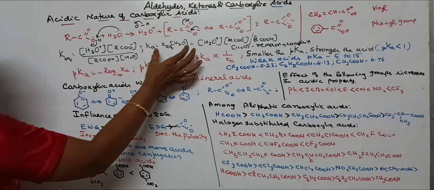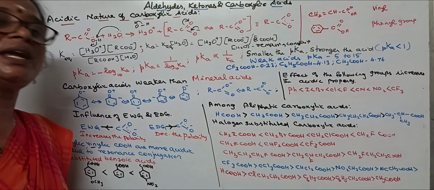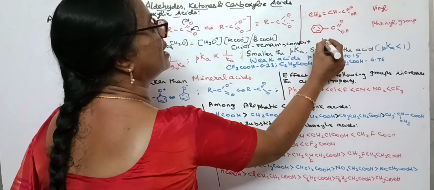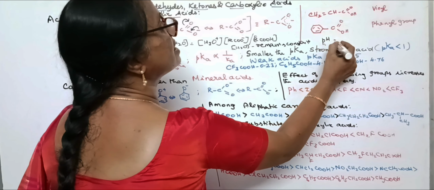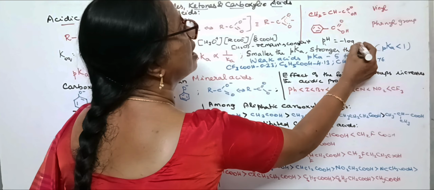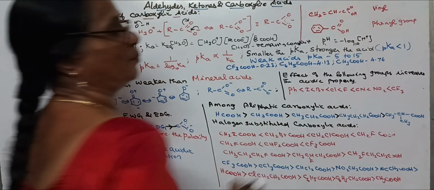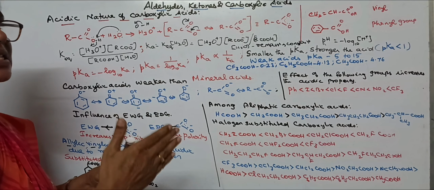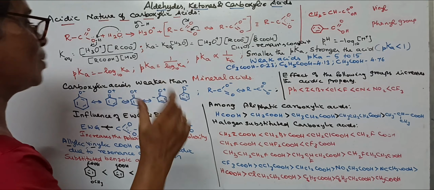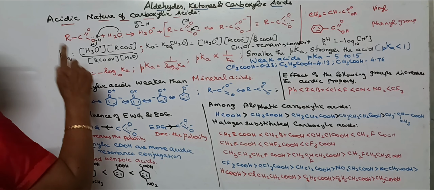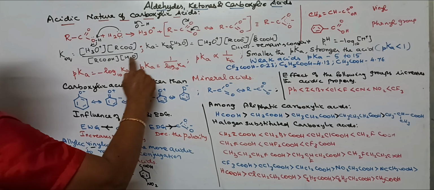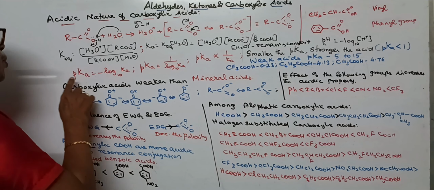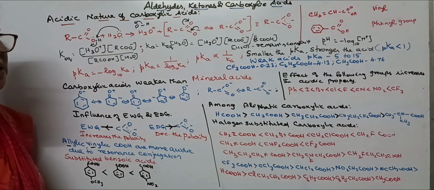Now for this Ka, we can find out the pKa of the acid. We know the pH of an acid is given by minus log base 10 of the H plus ion concentration. This is the formula for the pH of the acid. Here we have taken the dissociation constant of an acid. That's why, instead of hydrogen ion concentration, we are taking the dissociation constant Ka. So pKa equals minus log base 10 Ka.